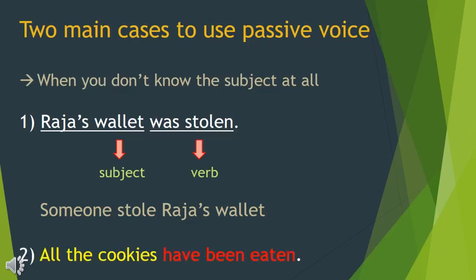See the next sentence. All the cookies have been eaten. Here also, we are not aware of the subject, that is, who ate the cookies? So, again I repeat, when you don't know the subject at all, we can use passive voice.